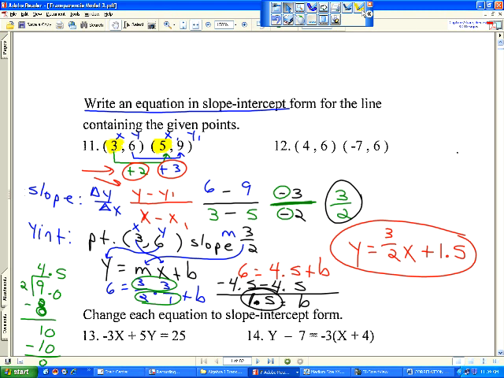Any questions on number 11? Number 12 is one of those, isn't it? So do we do all this stuff on number 12? No. You just look at it closely and you say, hey, that's got a constant y. And if it's got a constant y, then the equation is y equals the constant y. So the answer is y equals 6 for number 12. Any questions on that?